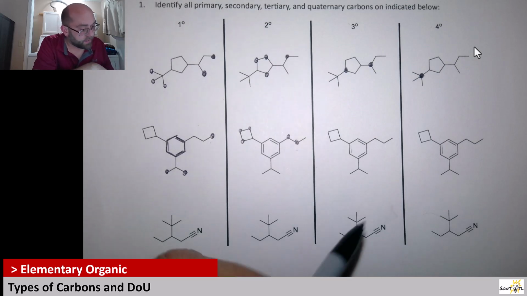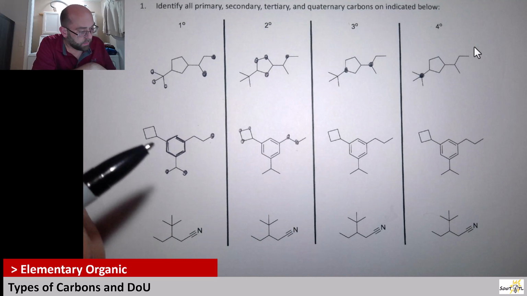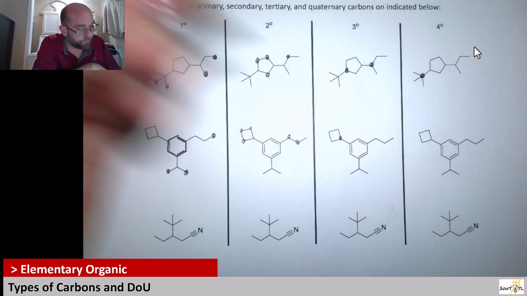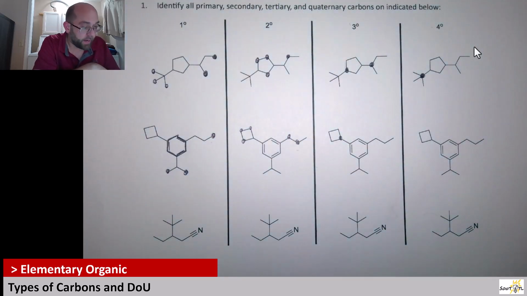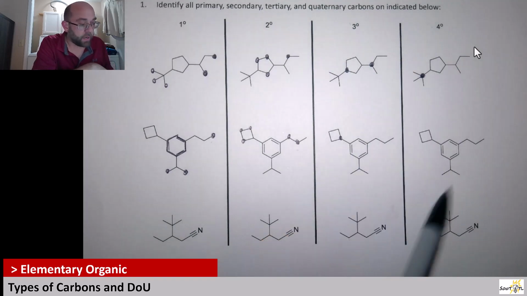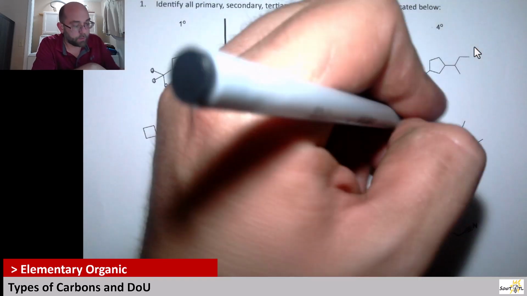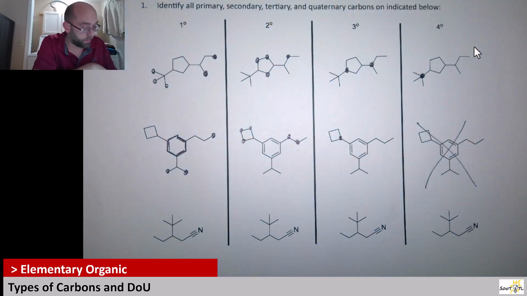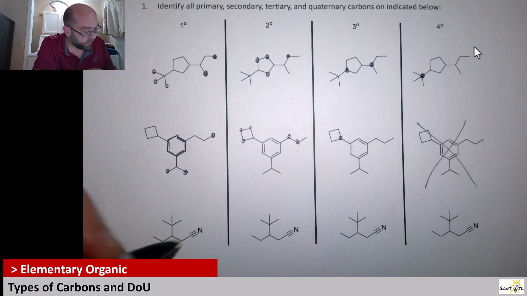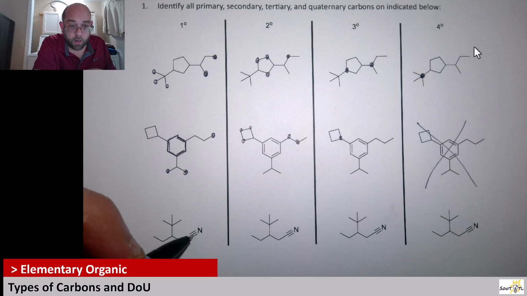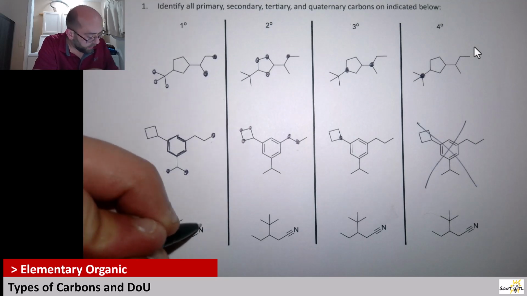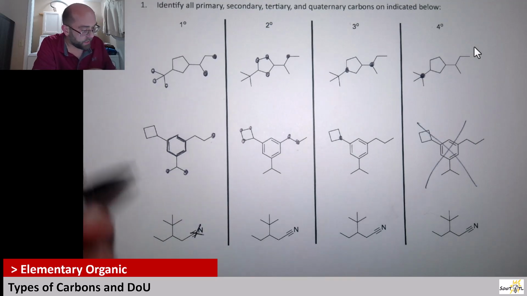And then next we've got a tertiary. That would be this one right here. We only have 1 tertiary. And over here we don't have any quaternary, so I'm just going to put an X on it because there aren't any quaternary carbons. The same thing kind of applies here. When you see pi bonds on your carbon, you're going to ignore that. So we're not going to pay attention to that carbon at all.